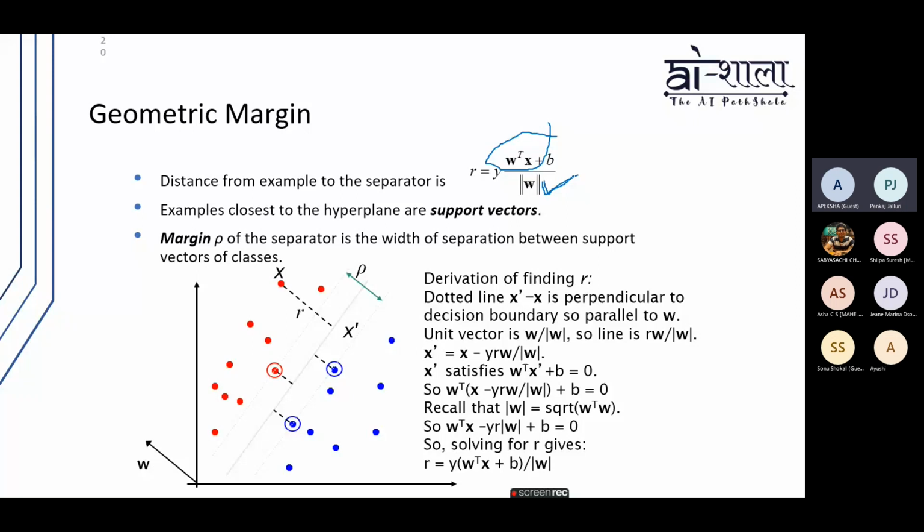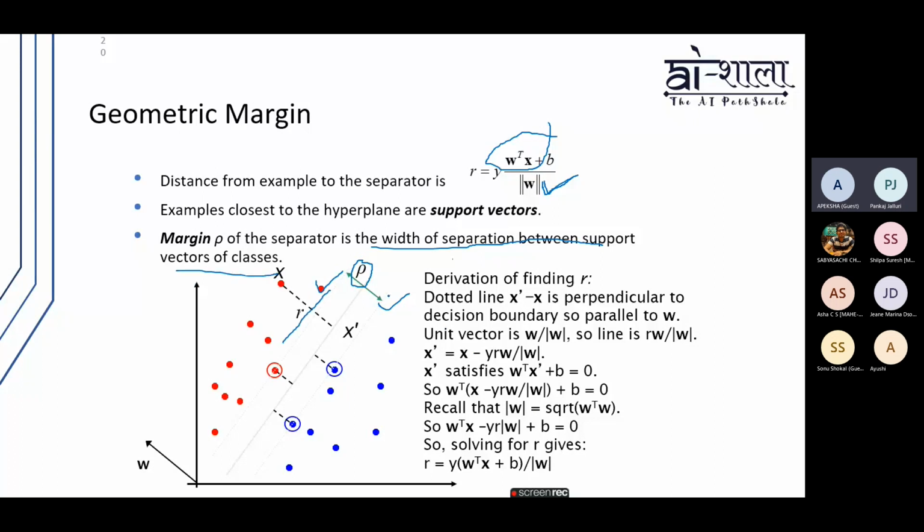Now, examples closest to the hyperplane are support vectors. This is a support vector and this is also a support vector, and this is the margin, represented by rho. Rho represents the distance, actually the margin, between these support vectors. So our aim is to find out the margin rho of the separator, which is the width of the separation between the support vectors of the classes.